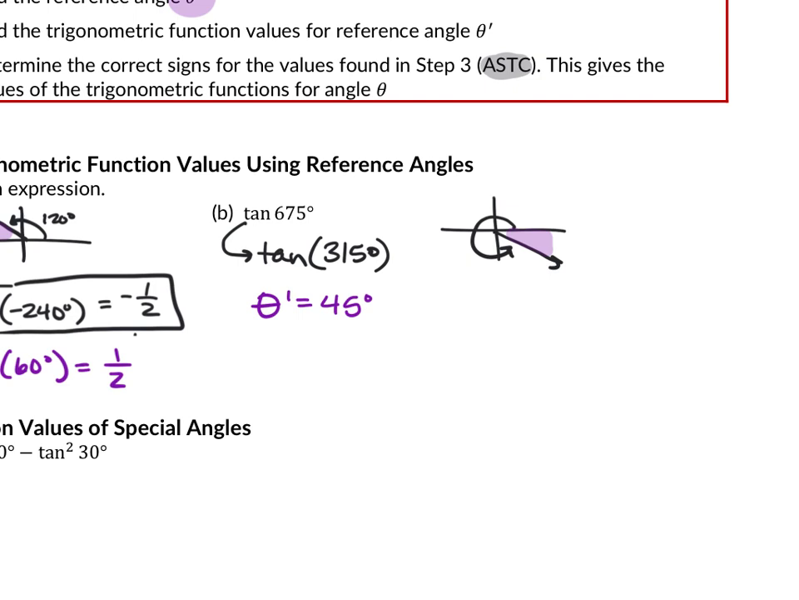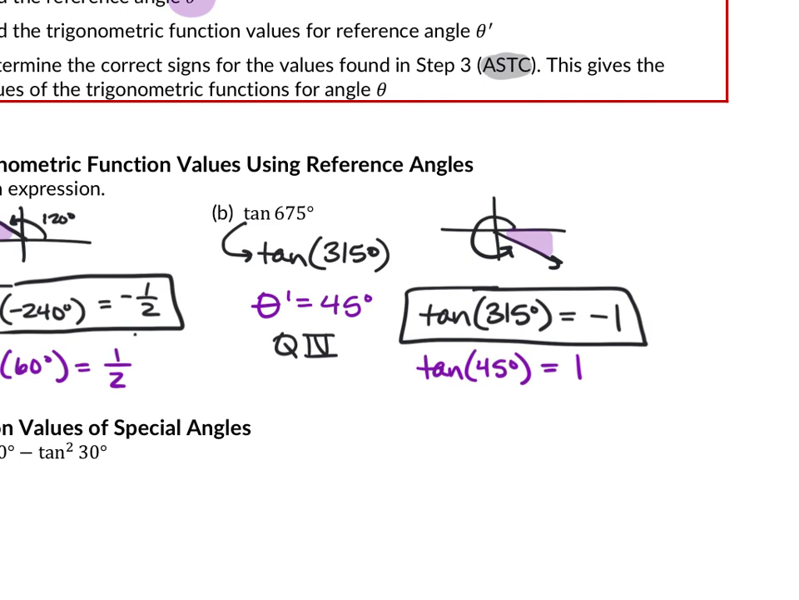So here, we know that the tangent of 45 degrees is what? Square root of 2 over square root of 2, which is 1. But we are in quadrant 4. In quadrant 4, should tangent be positive or negative? Negative. So really, that means that the tangent of 315 degrees will just be negative 1.